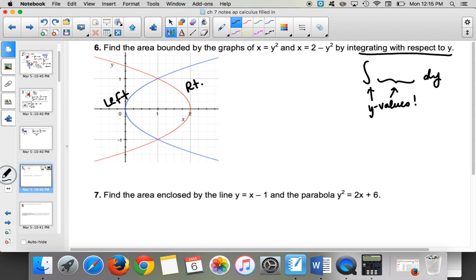Nope. 2 minus y squared, 50-50 chance, right? So it's x equals 2 minus y squared. And then the left is x equals y squared. It goes through the origin, 0, 0.